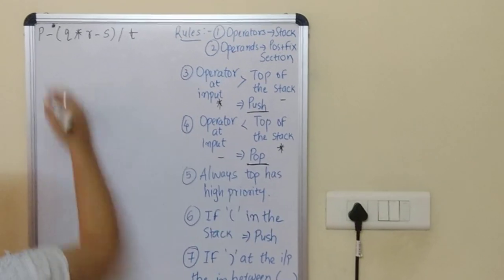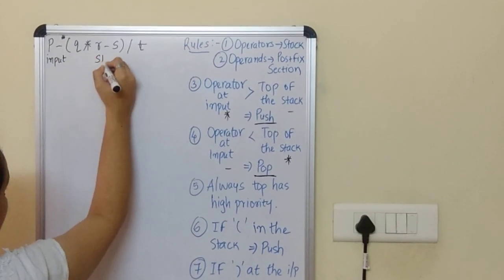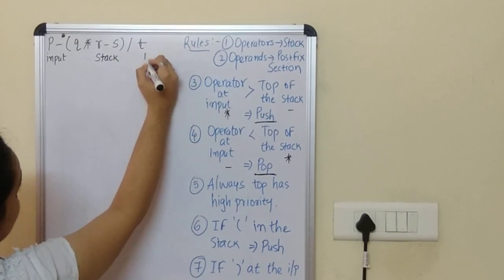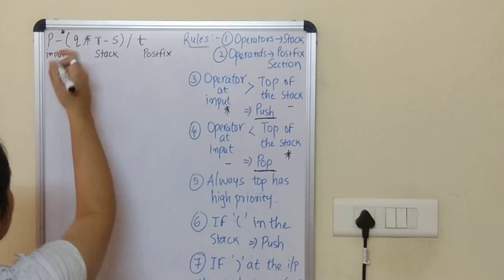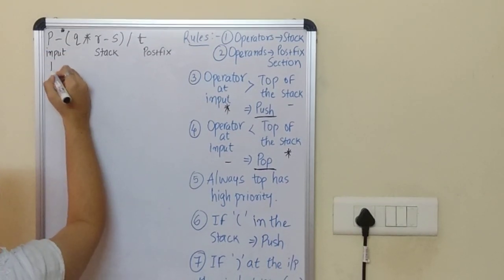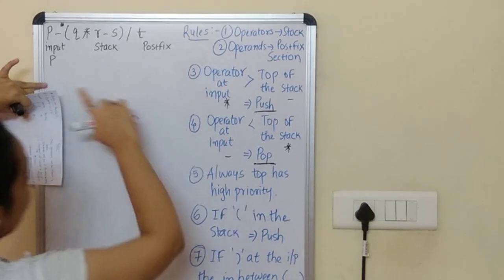I have total 3 sections. So first is input, second is stack, and third is postfix section. Fine. Now first is input. So in input, it will be P. Initially, according to the rules, I found operands.